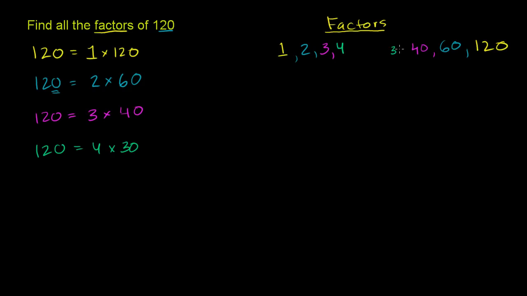So we have two more factors, 4 and 30. And you can work this out with long division if you want to make sure that this works out. So let's keep going. And then we have, let's see, 120. Is 5 a factor? Is 5 times something equal to 120?